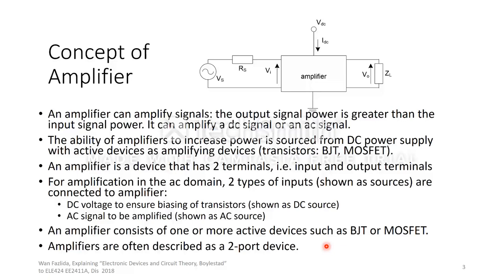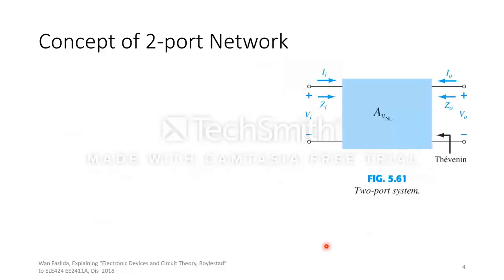So let's have a look at what the concept of a two-port network is. So this slide will explain a two-port network in general. If you look at this diagram here, you will see that there is this blue box here which represents the amplifier. It's written here as A, V, and L, which represents voltage gain when there is no load. So if you look at this amplifier, there is this input port and there is this output port, and for this particular diagram, there is no load shown connected to the output port.